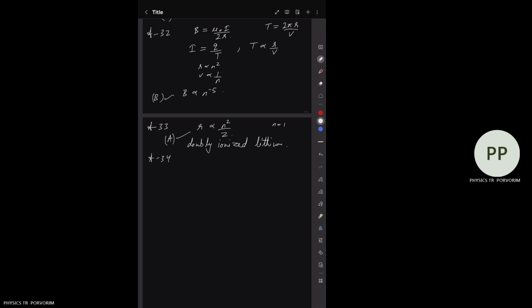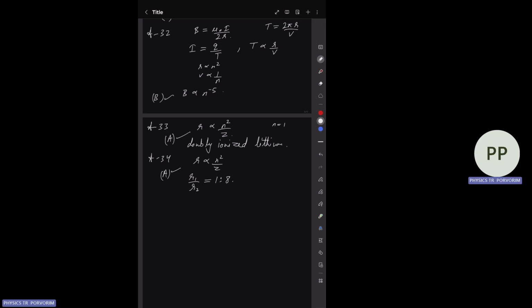34. The ratio of the radii of the first shell of hydrogen atom and the fourth shell of helium plus ion. Again, we know R is proportional to n square by Z. So R1 by R2, we can put the values of n and Z and solve, and we will have 1:8. So option A will be correct.